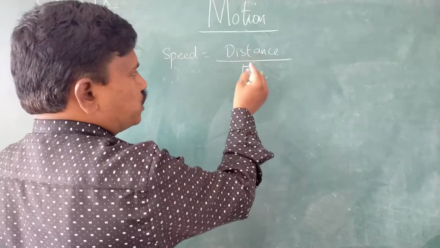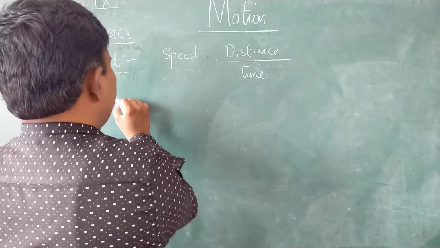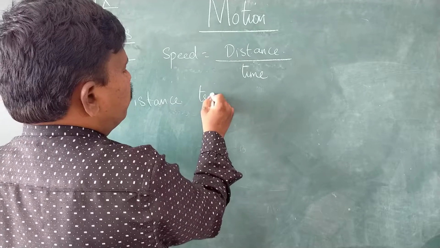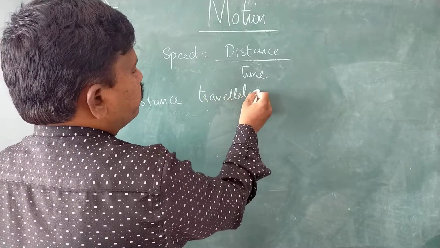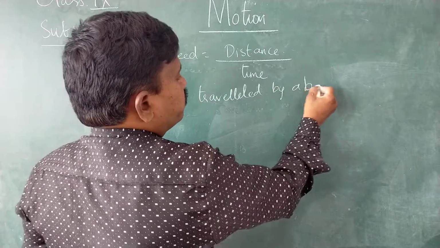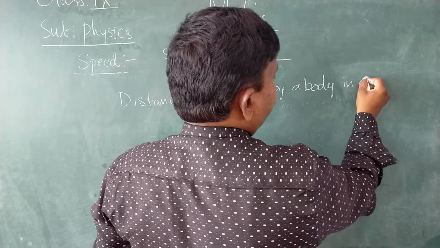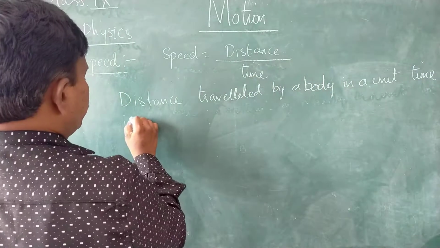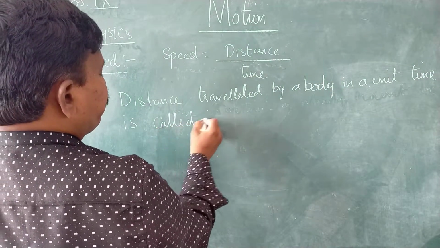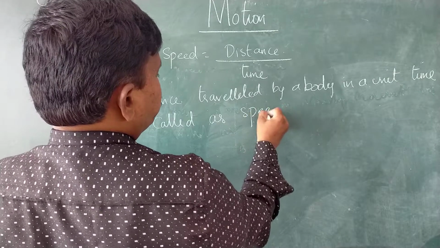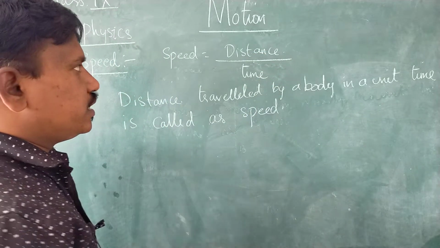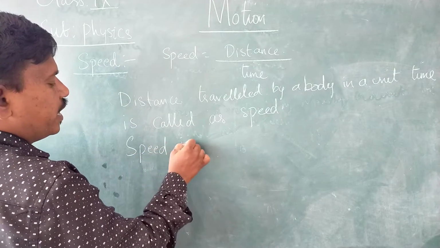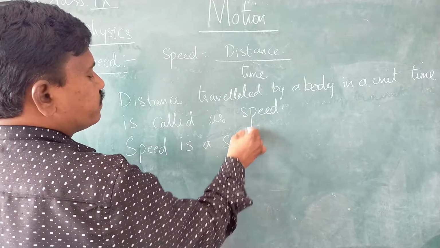Distance traveled by a body in a unit time is called speed. Speed is a scalar quantity. It doesn't require any direction. Speed is a scalar quantity.